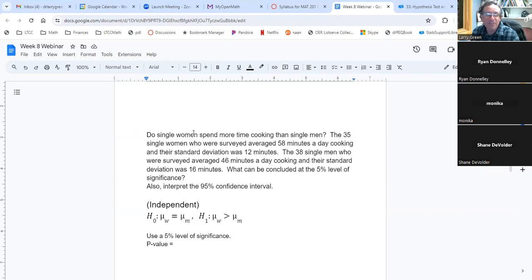The 35 single women who were surveyed averaged 58 minutes a day cooking, and their standard deviation was 12 minutes. The 38 single men who were surveyed averaged 46 minutes a day cooking, and their standard deviation was 16 minutes. What can be concluded at the 5% level of significance? Also interpret the 95% confidence interval.